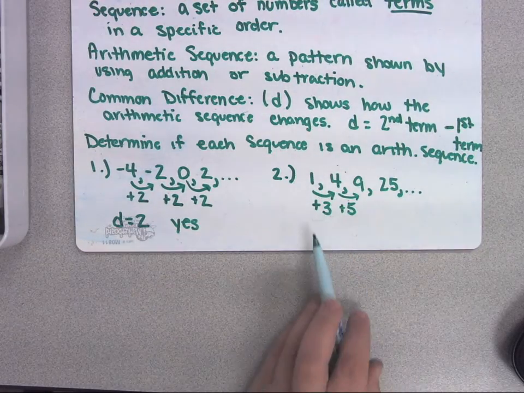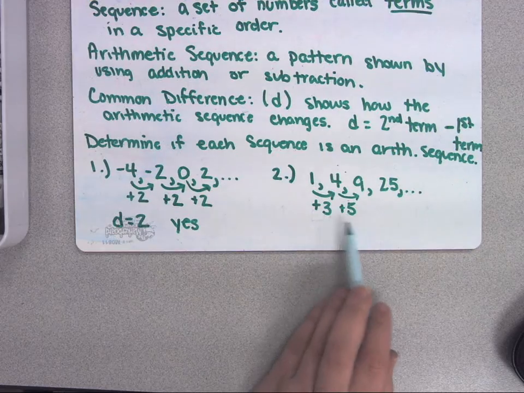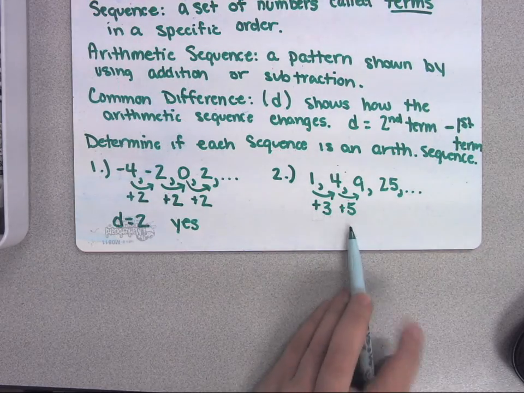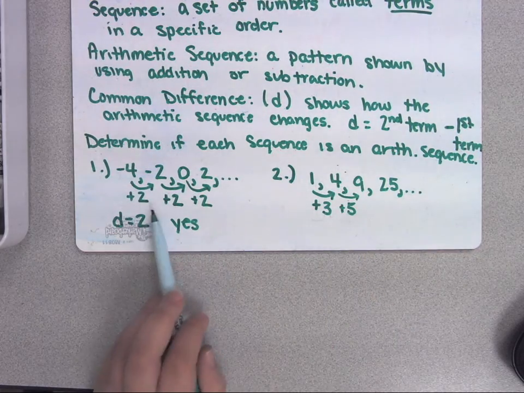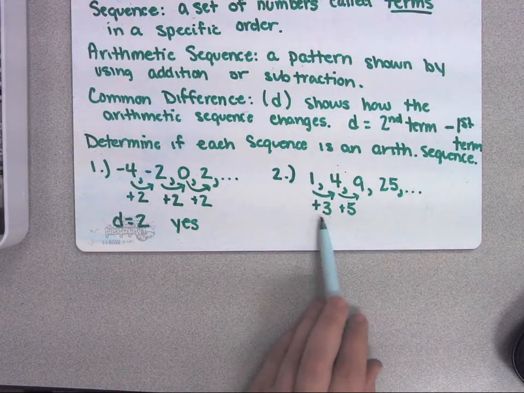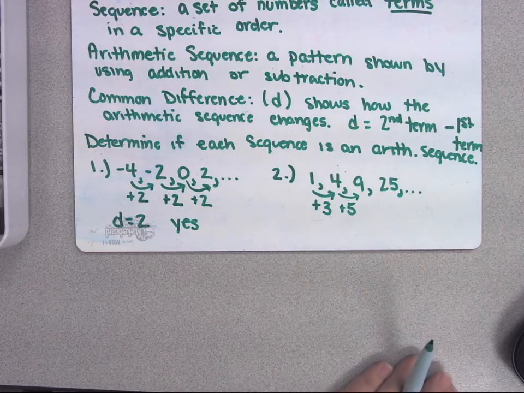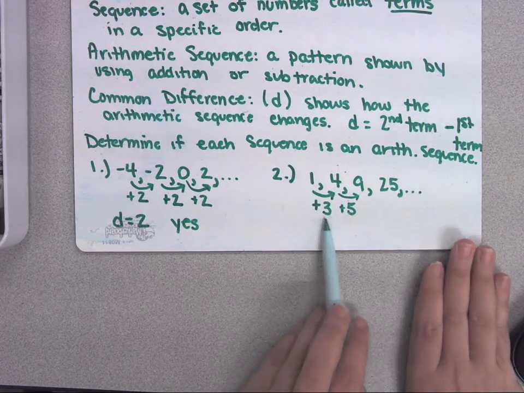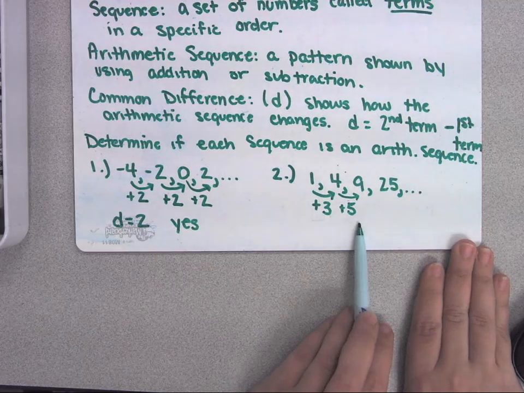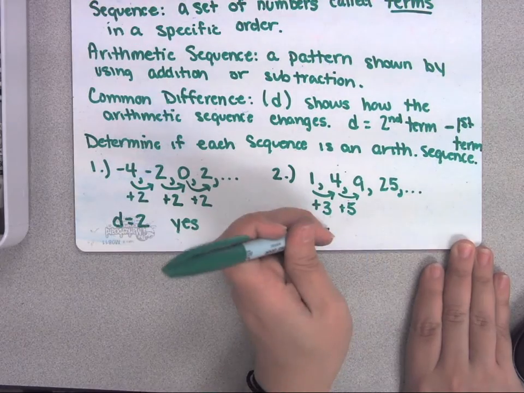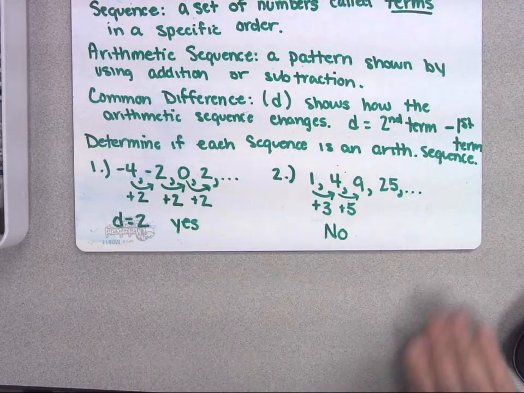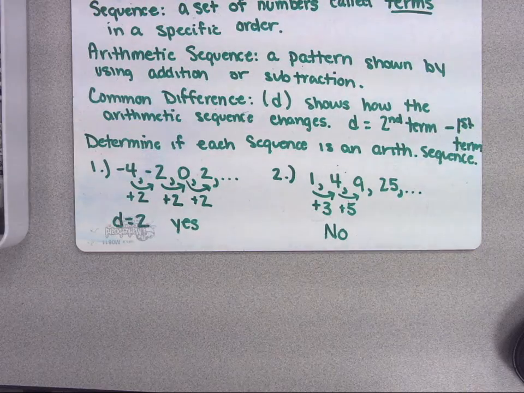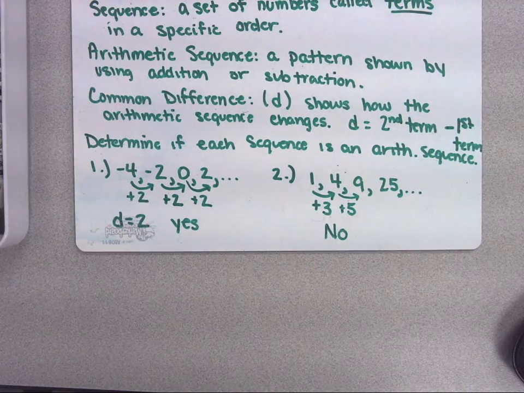What do you notice about those two? They're different numbers, aren't they? Over here, I had all the same number. So could this be an arithmetic sequence if the numbers are different? No. As soon as you see something that's wrong, maybe check your math. Then you can just write no, not an arithmetic sequence. This is a sequence, just not an arithmetic one.